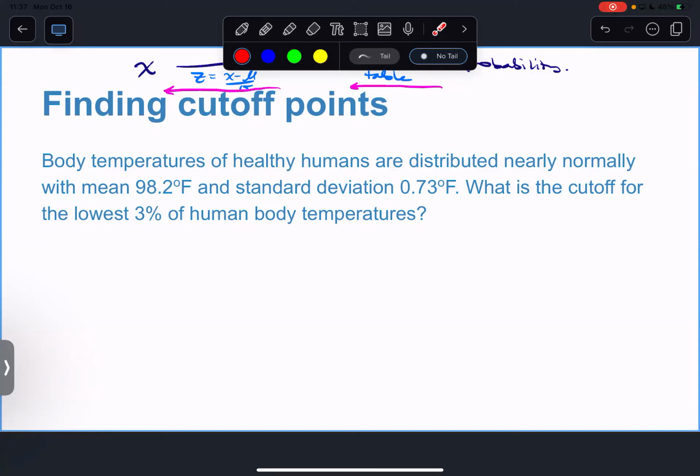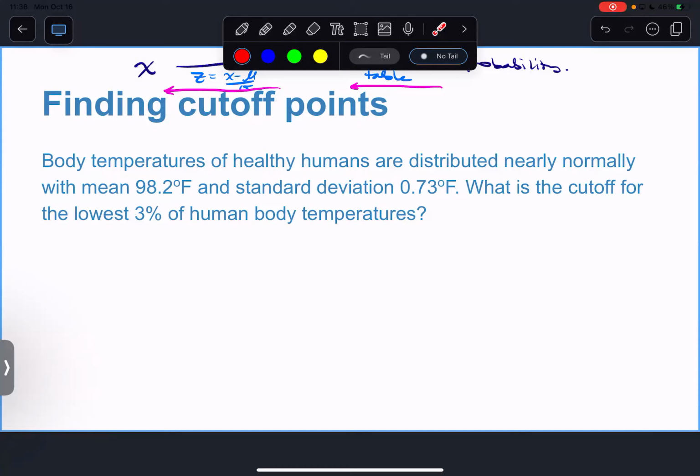So here we go. Body temperatures of healthy humans are distributed nearly normally with a mean of 98.2 degrees Fahrenheit and a standard deviation of 0.73 degrees Fahrenheit. What is the cutoff for the lowest 3% of human body temperatures? Might be good to know if you're in the medical field. It's good to know what a low temperature is.